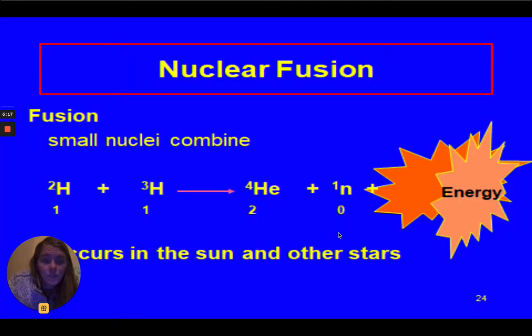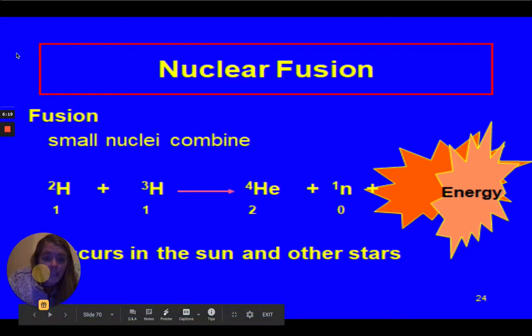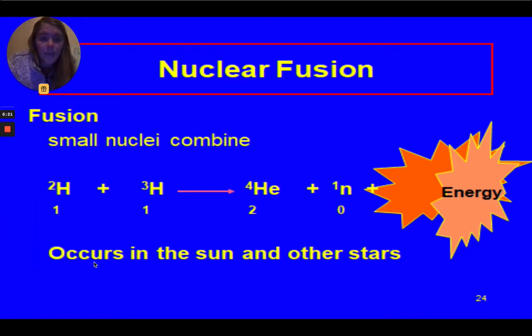Whereas nuclear fusion is when small nuclei are combining. Fusion, it happens in the sun and other stars. Okay, again, things are combining to make something bigger. So you can see we have 2 different isotopes of hydrogen combining to make helium.